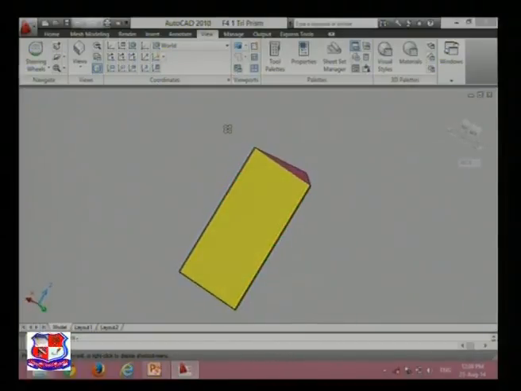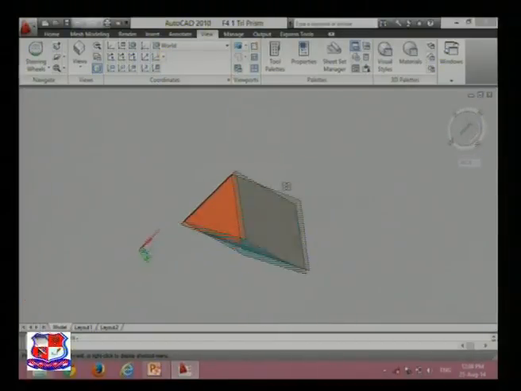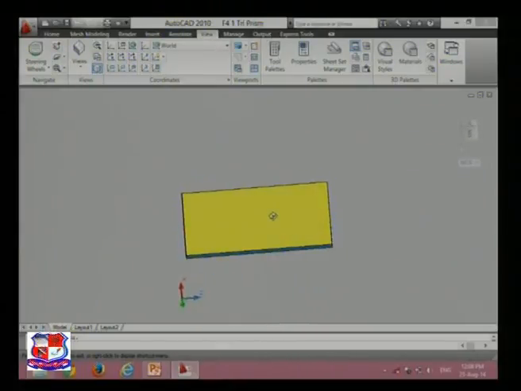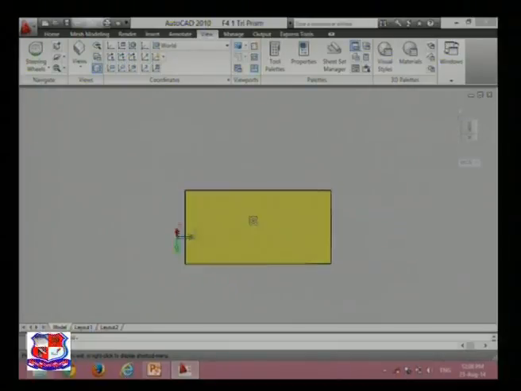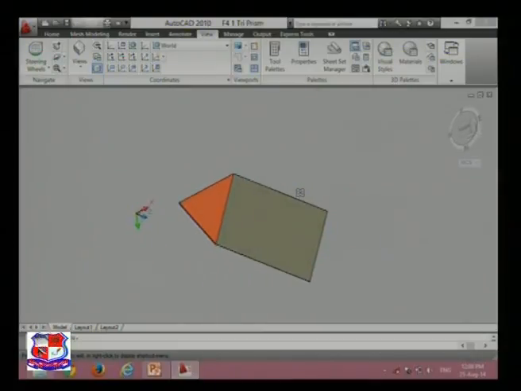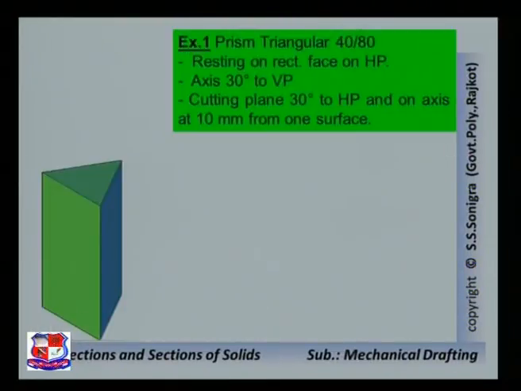Then we will tilt this front view like this, and after tilting this solid onto its rectangular face, we will draw its top view. Then that top view would be like this, and after that we have to tilt this top view such that its axis makes an angle of 30 degree with XY line. So how to draw this?